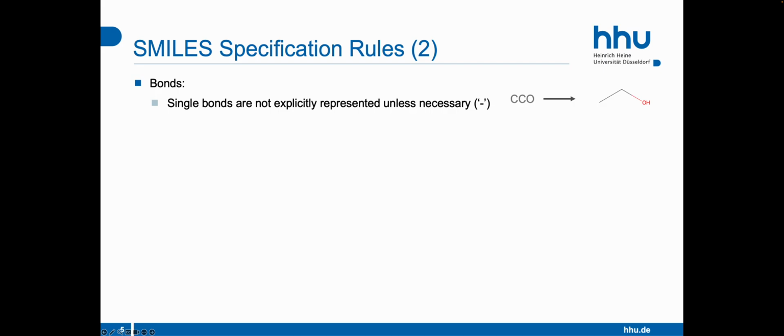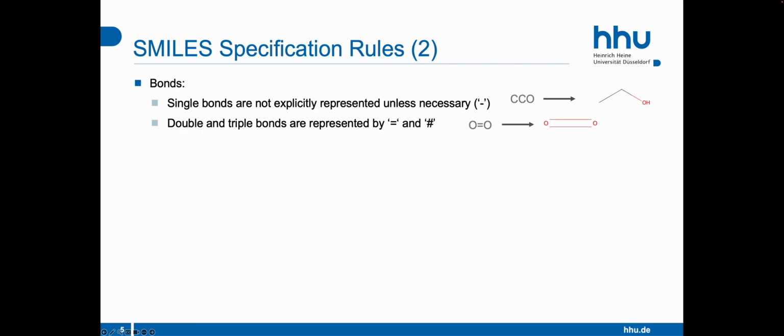But we do not explicitly write those single bonds. Instead, the element symbols of the atoms that are bound to each other are simply written next to each other in the SMILES string. And we can also see that, following the rules from the previous slide, we don't explicitly write the hydrogen atoms that can be implied. Double and triple bonds are represented by an equal sign and by a hashtag.